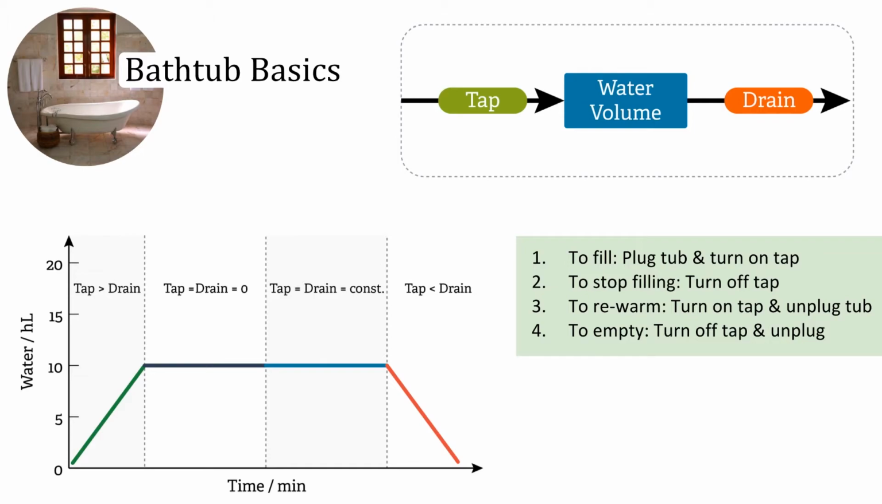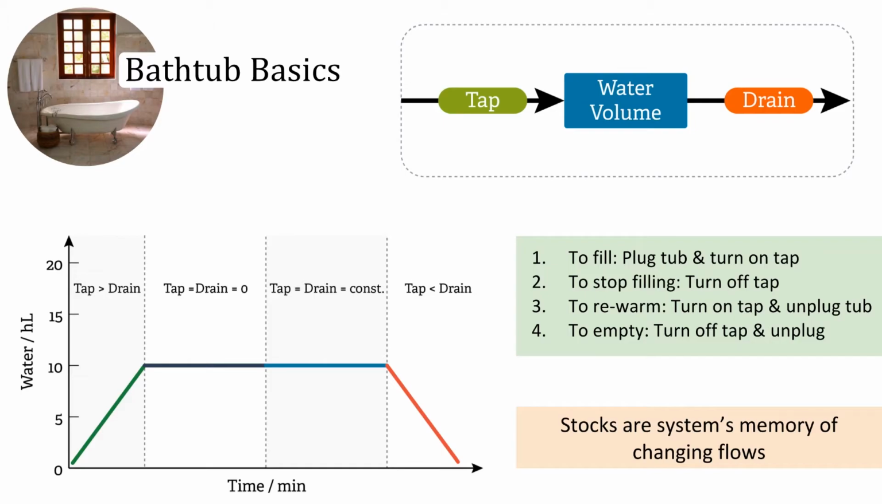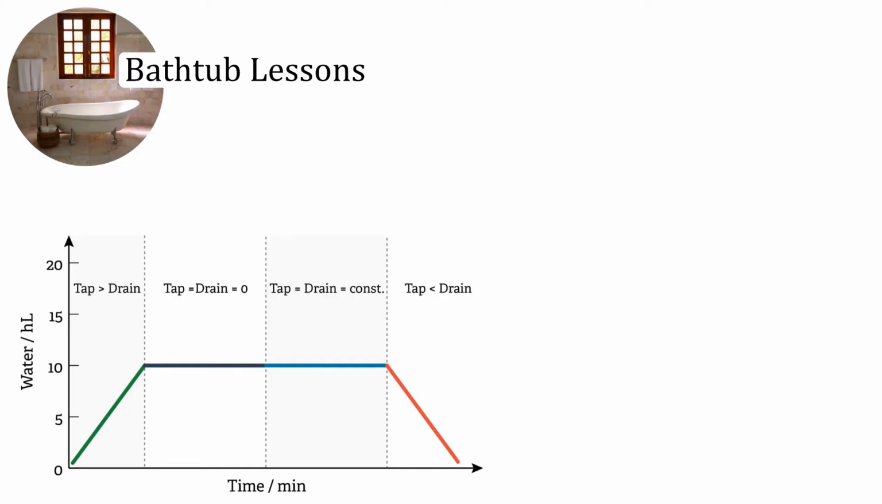So one thing that becomes apparent here is that the level of a stock is influenced both by the current flows that are going in and out of the stock, and also by the flows that were happening previously, for example, when we filled the tub. So in some sense, stocks are the system's memory of changing flows. Despite being a relatively simple system, the bathtub can teach us valuable lessons that hold in general.